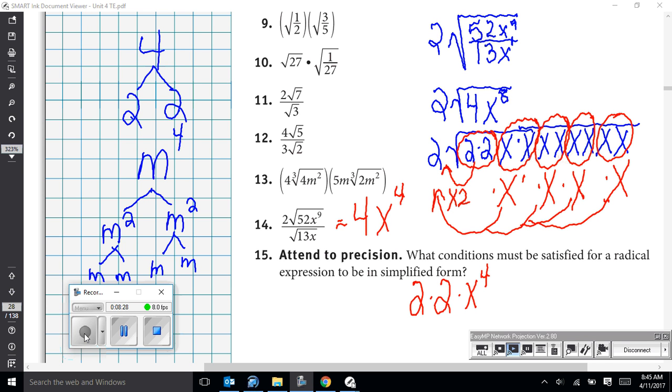So when you're looking at putting it in simplified form, how would you explain that to a student who missed that lesson or didn't completely understand it? How would you explain that simplifying process? What are you looking for? What are we doing?